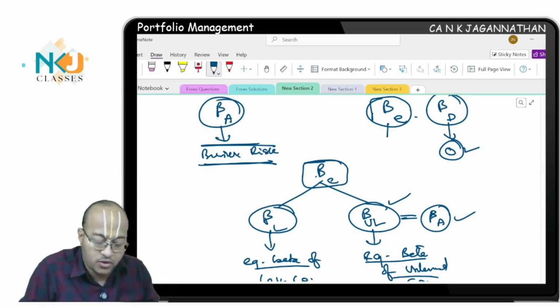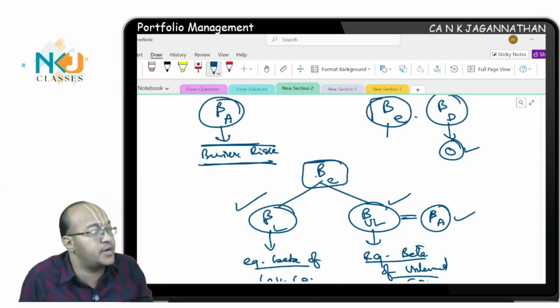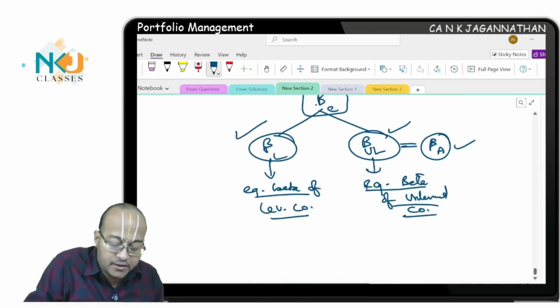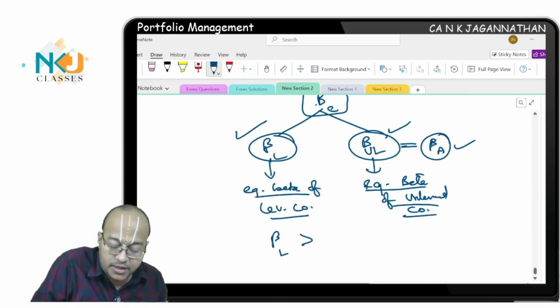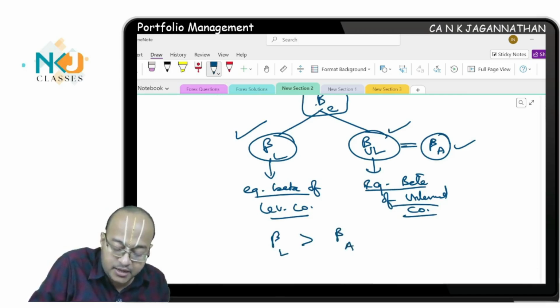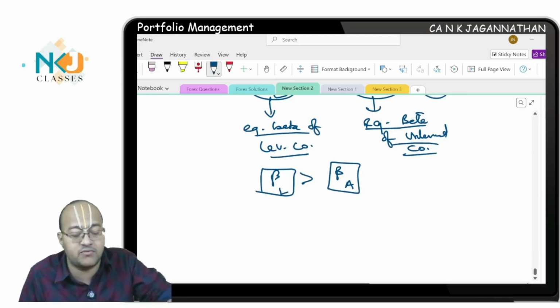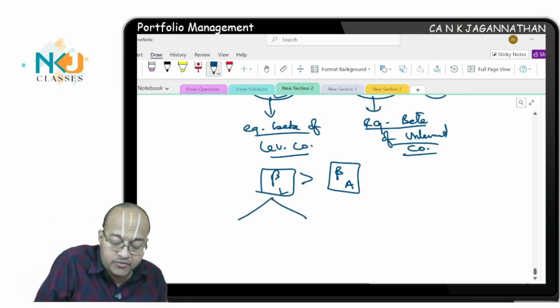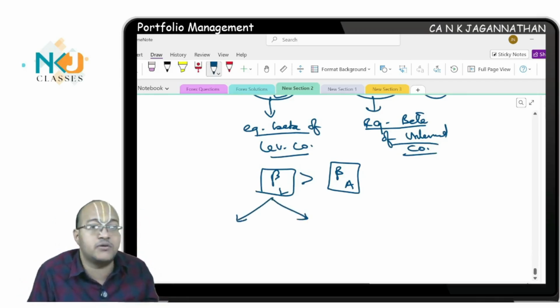Agreed? Now come to beta levered. What happens to beta levered? You tell me. Beta levered will be greater than beta unlevered, and greater than asset beta. Sir, what are you saying? Very simple. Beta levered will be greater than asset beta.